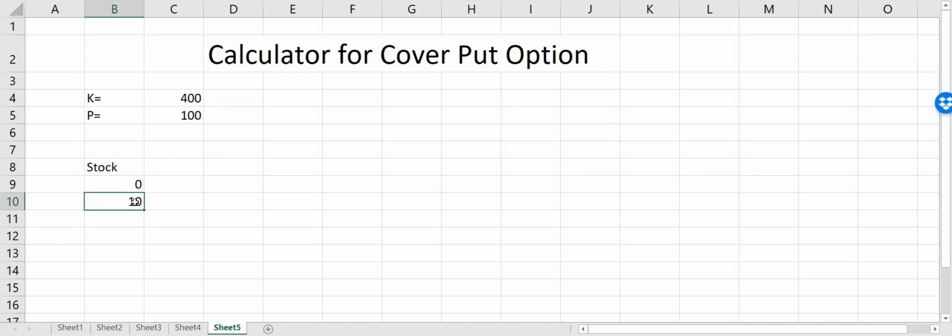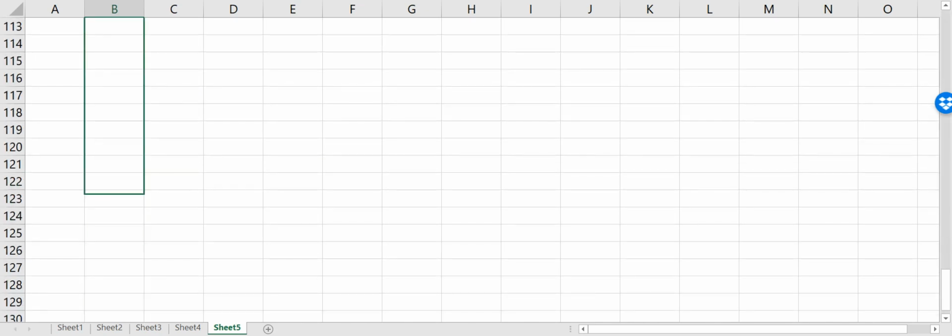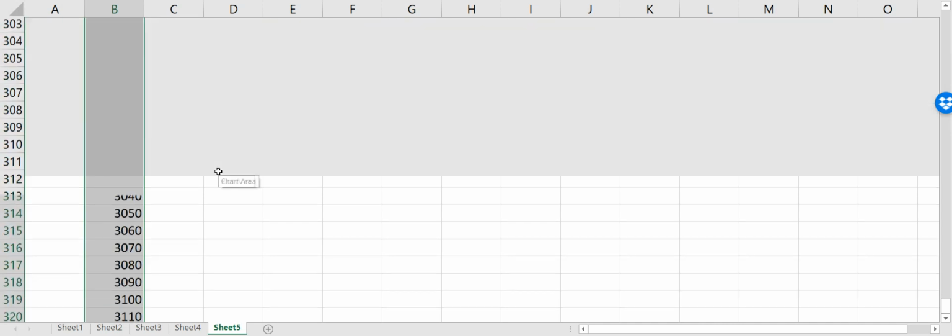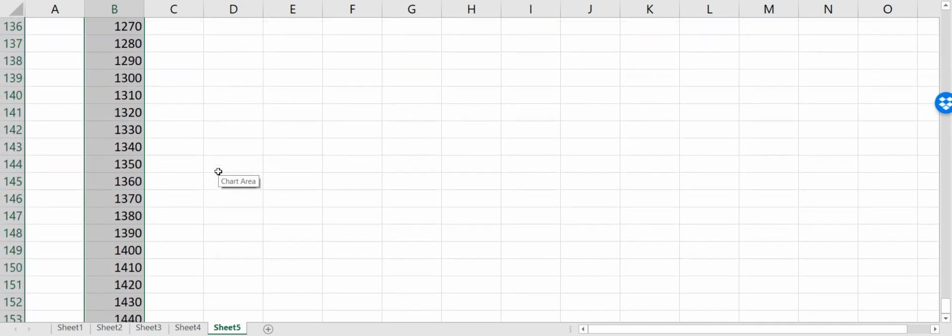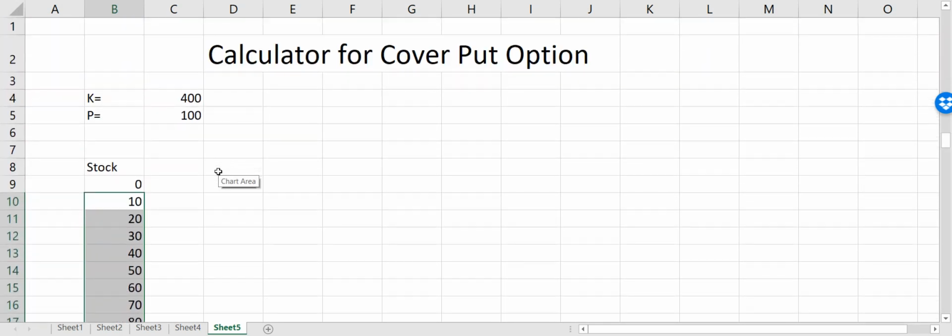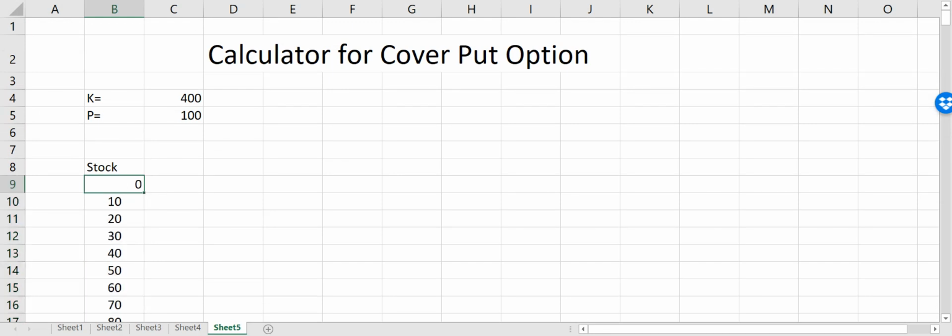And this is just for the simulation, because we want to check how the profit will look like at different stock prices. So this is how the stock prices are defined now in the increment of 10, but you can define it in different increments. Now we have to calculate the profit from selling the put option.